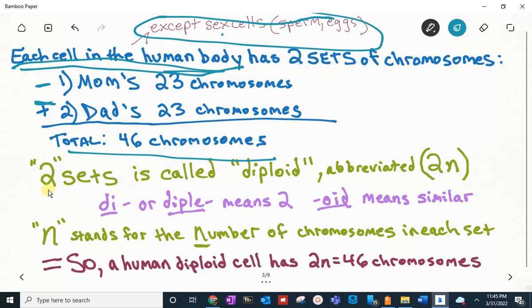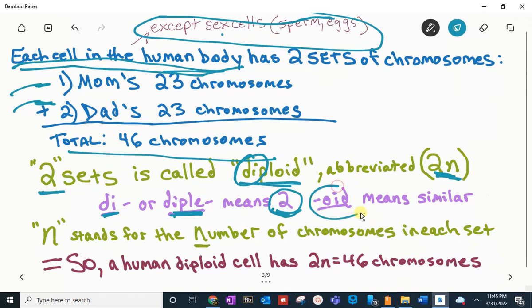And as I said before, two sets, one set from mom, one set from dad, is called diploid, and it's abbreviated in parentheses 2N. The di or diploid, that's from the Greek, that just means two. That's why we have diploid. That just means two sets.